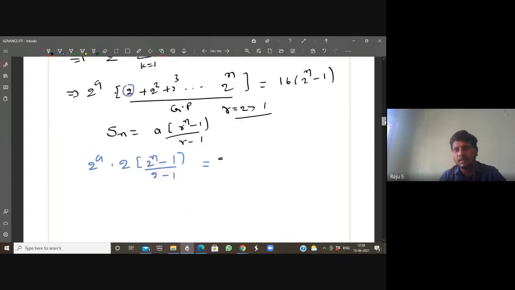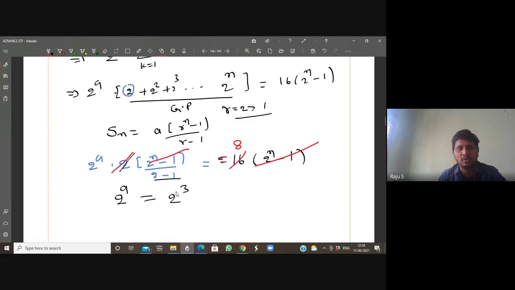2 minus 1 is clearly equal to 1. What is the right side value? 16 into 2 power n minus 1. Okay, can I cancel here 2 power n minus 1 with 2 power n minus 1? Yes, students. Then what is the remaining value? The remaining left side is only 2 power 8, since the denominator 2 minus 1 is 1 only. So 2 power a into 2 is 2 power 8, and 8 can be written as 2 cube. So finally a is equal to 3.